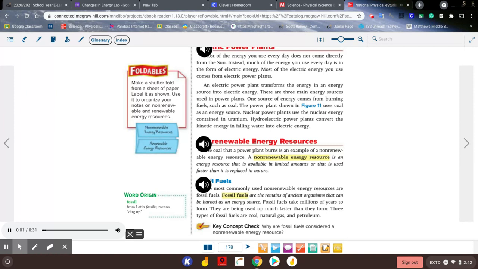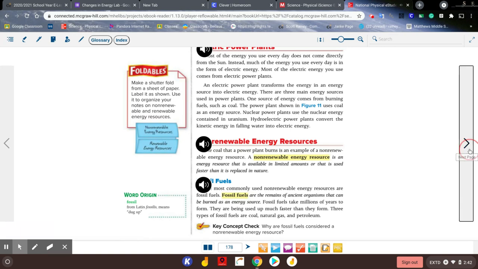Fossil fuels. The most commonly used non-renewable energy resources are fossil fuels. Fossil fuels are the remains of ancient organisms that can be burned as an energy source. Fossil fuels take millions of years to form. They are being used up much faster than they form. Three types of fossil fuels are coal, natural gas, and petroleum. Key concept check. Why are fossil fuels considered a non-renewable energy resource?